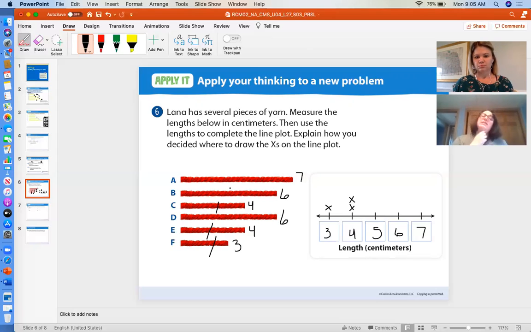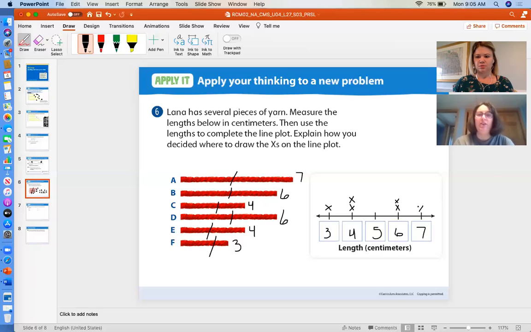Okay, then 6s, it looks like there's 2. So again, I'm going to put 2 x's. And notice how I'm crossing them out as we do it. That helps us keep track of our data as we're putting it on the line plot. And then there is 1 for 7.